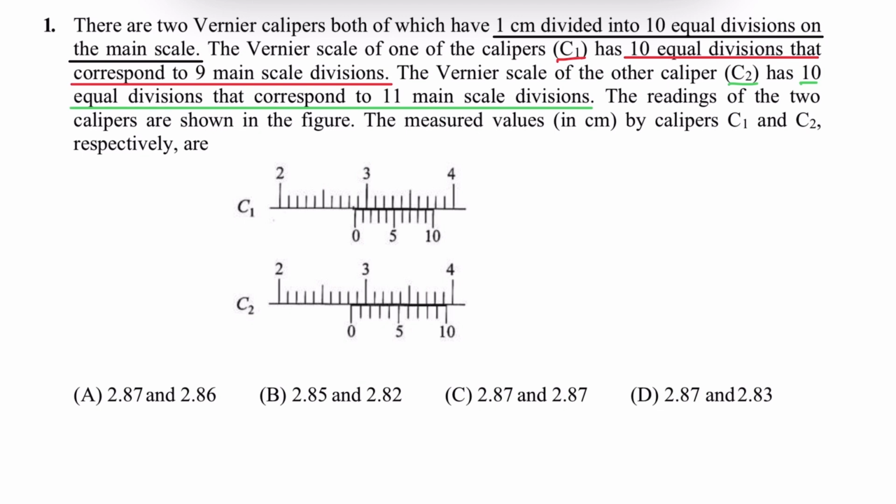So basically here they gave us two scales, C1 and C2, showing some different readings, and they gave us two different conditions, the one which is underlined in red and the other one which is underlined in green for C1 and C2 respectively, and we're supposed to find the reading of the measured value in C1 and C2.